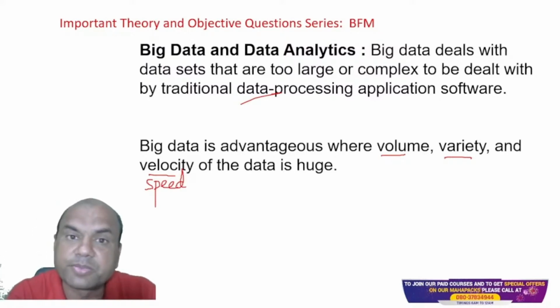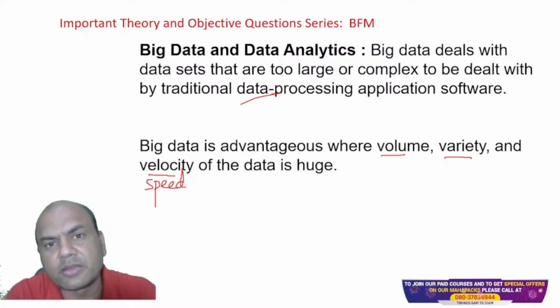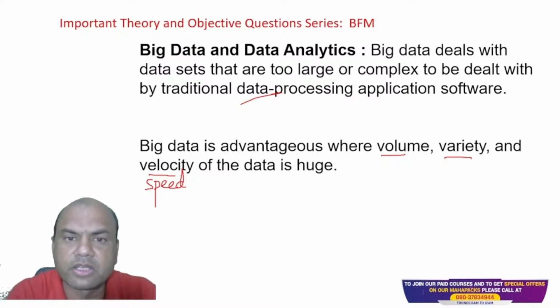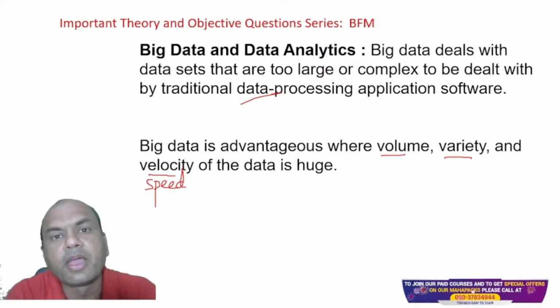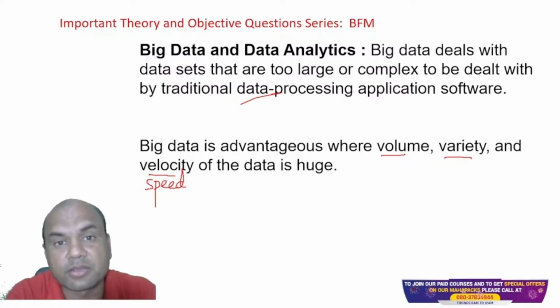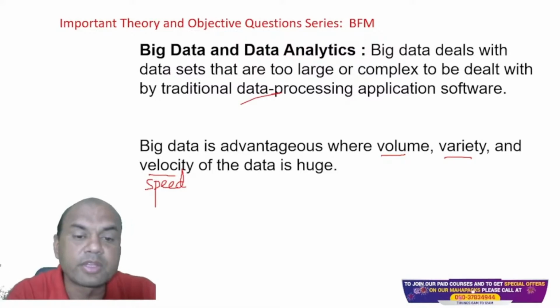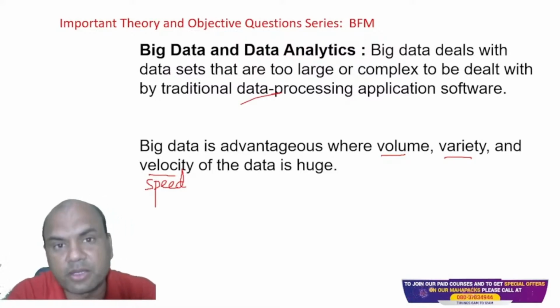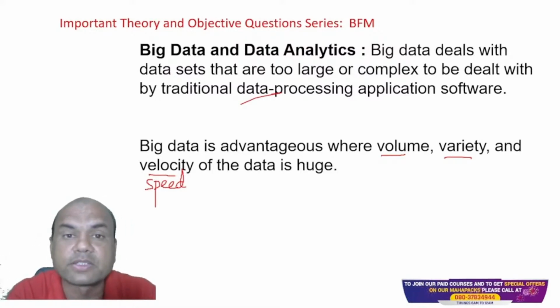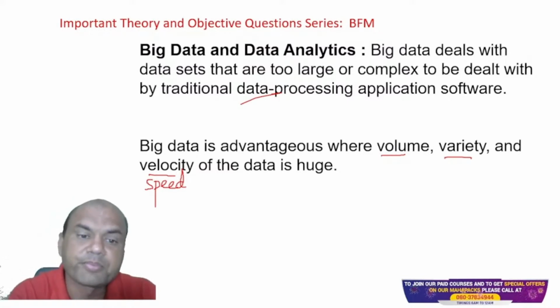Similarly, velocity, speed. If you imagine in the bank, when you are using your system and it takes around 1 minute to answer, even 1 minute is a long time in front of that customer. Waiting for 1 minute is a huge time. So that's why it needs to be at a huge speed. That's why we have all these 4G, 5G, 6G. Got it?